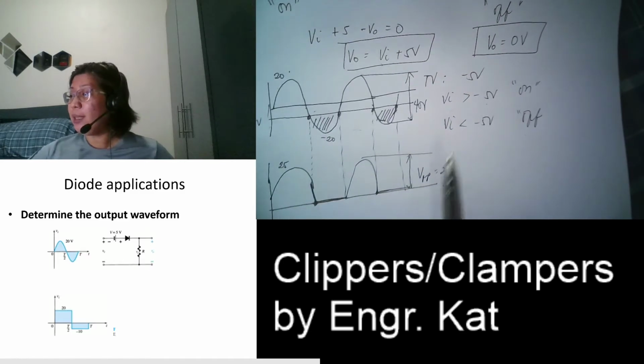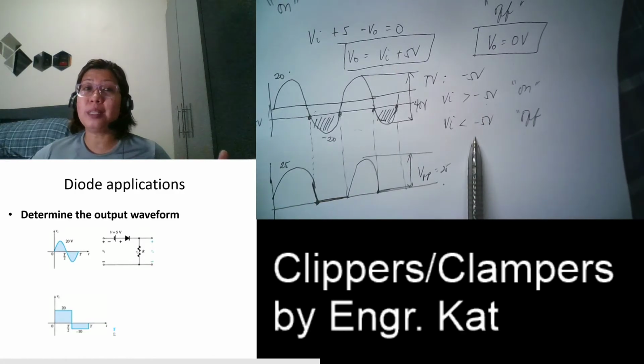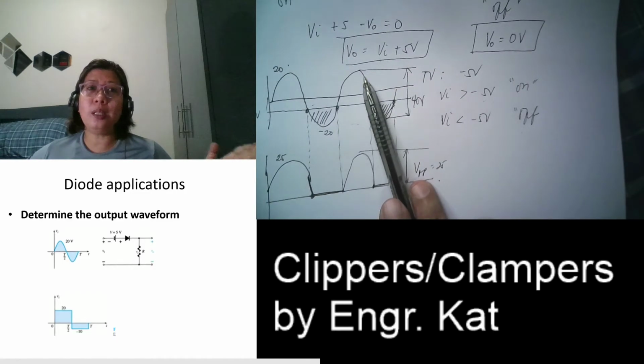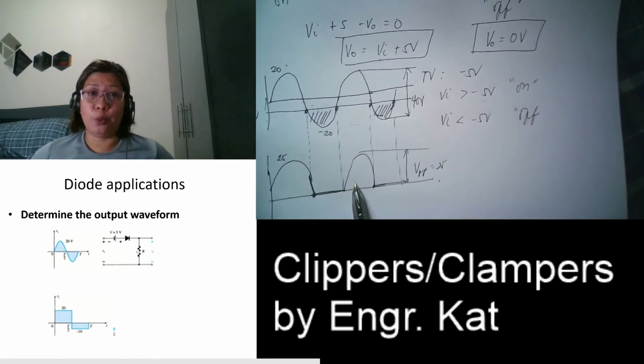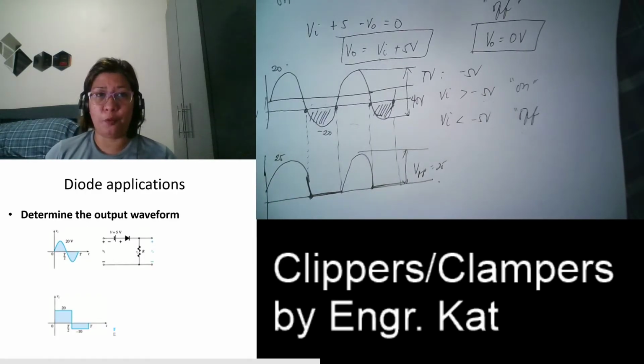So you just get the transition voltage and then analyze what happens when your input is greater than or less than the transition voltage. And if the diode is on, what is your output? And when the diode is off, automatically your output is equal to 0. So this is how you're going to sketch your output waveform.